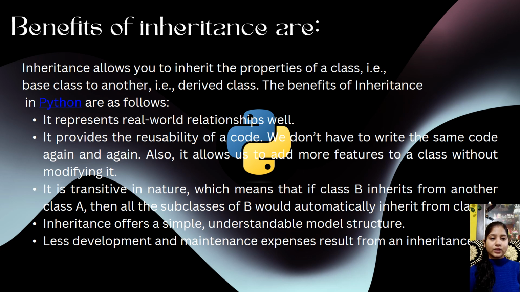It is transitive in nature, which means that if class B inherits from class A, then all the subclasses of B would automatically inherit from class A. Inheritance offers a simple, understandable model structure. Less development and maintenance expenses result from inheritance.